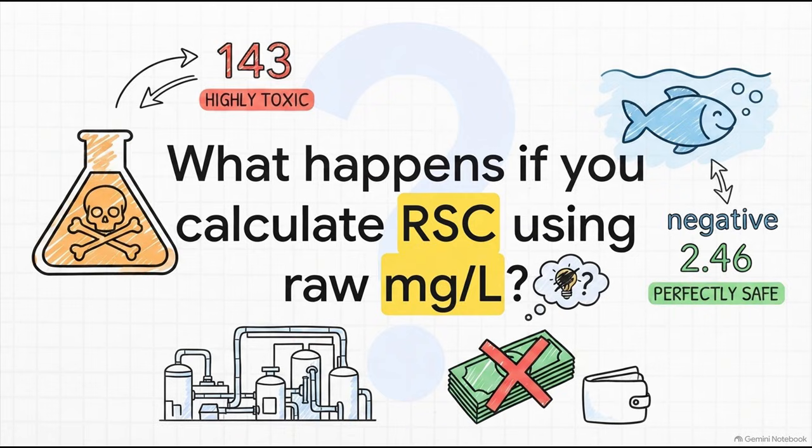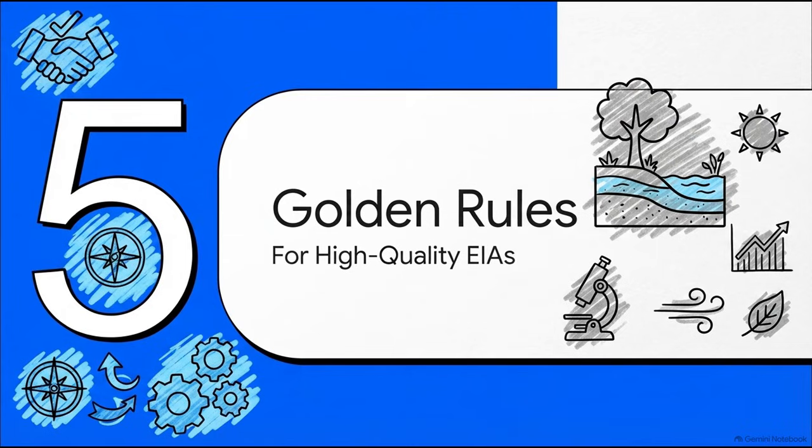So what's the consequence of this one little math error? It completely inverts the scientific conclusion. That single mistake could potentially cost the project proponent millions of dollars in completely unnecessary mitigation and water treatment systems. Yikes. Let's bring it all together. Section 5, Golden Rules for High-Quality EIAs.